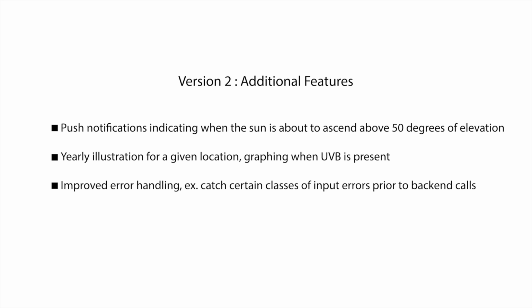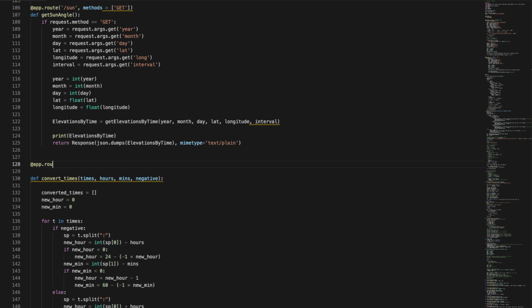For version 2, I will implement notification features as well as full-year data inquiries. The user will be able to request push notifications when the sun is about to ascend above 50 degrees. They will also be able to take a year-long look at the sun path for a region in order to see the time span in which UVB will be present in the atmosphere. These features will require that I add additional API routes as well as front-end pages.